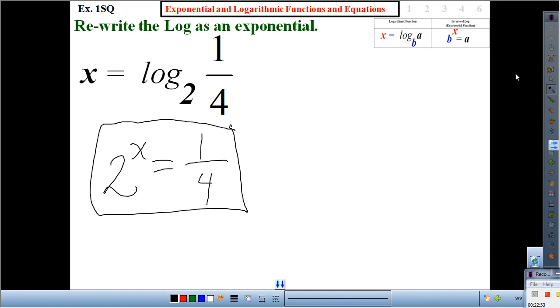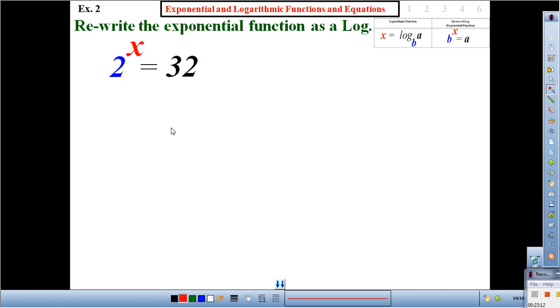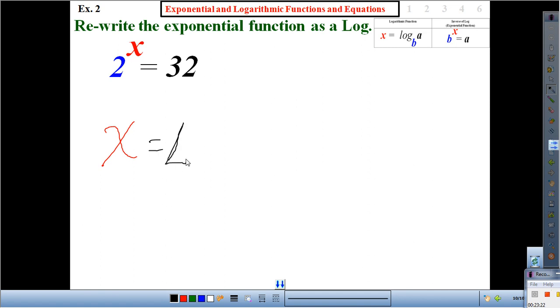All right. How about we go the other way around? Example number 2 says, rewrite the exponential function as a log. All right, let me help you with this one first. What stays over here on this side? The exponent. And then we write what? Log. And what is our base? 2. And what is the given number? 32.